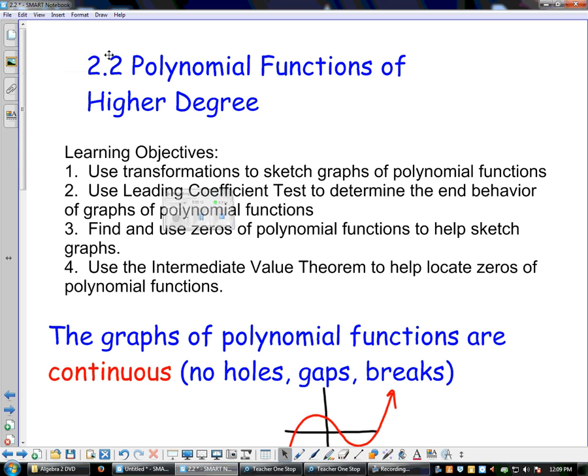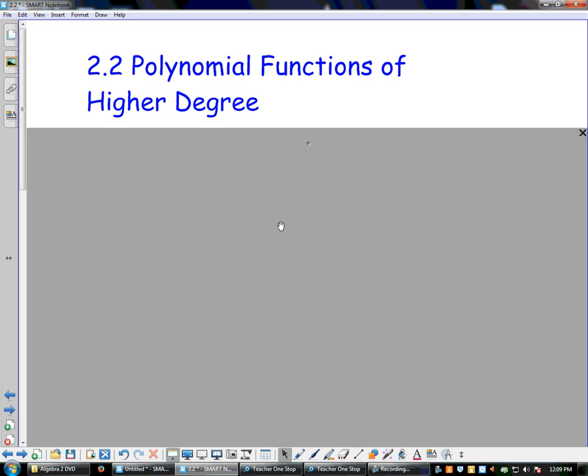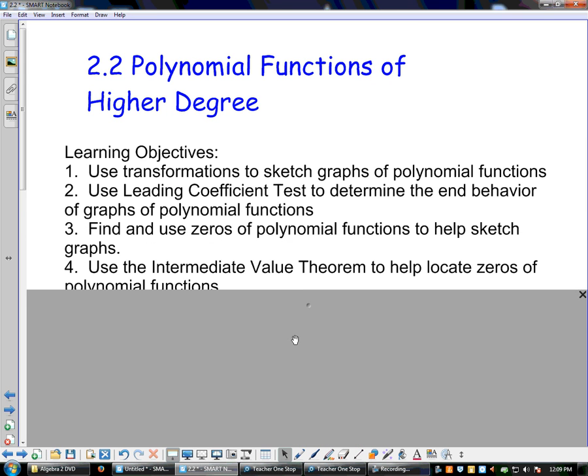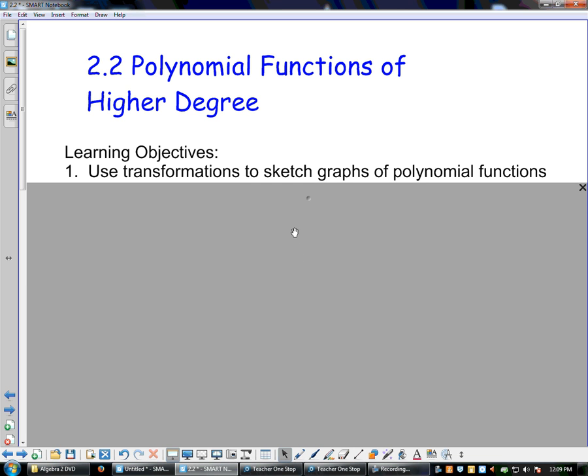All right, we are looking at section 2.2, which is polynomial functions of higher degree, meaning higher degree than degree 1, which is linear, and higher degree than degree 2, which we studied in 2.2, which is quadratics. So higher degree, we're going to be looking at degree 3, degree 4, and so on.